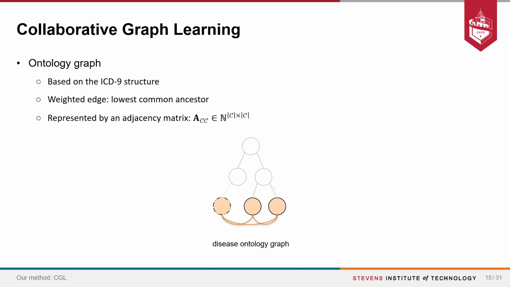For the disease ontology graph, we create it based on the ICD-9 structure. The nodes of this graph are medical codes. To model the horizontal relationship, we create weighted edges in this graph based on the lowest common ancestor of two medical codes. For example, the right two nodes are connected in a node in level 2, and the weight is 2. And the left two nodes are connected in a node in level 1, therefore the weight is 1. This graph can be represented by an adjacency matrix ACC.